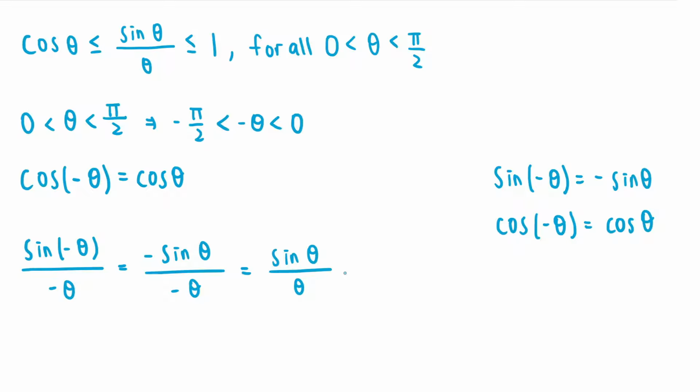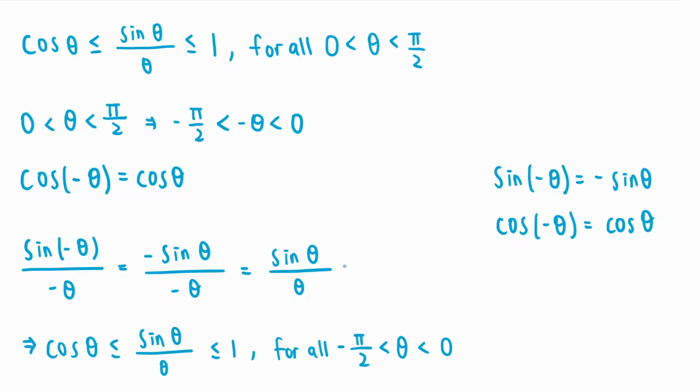So if we plug in negative theta for theta into each of the three expressions, we still end up with the same expressions. This means the original inequality, which was true for theta values in between 0 and pi over 2, is also true for theta values in between negative pi over 2 and 0, because when we plug in negative theta for theta values in between 0 and pi over 2, we're really plugging in theta values between negative pi over 2 and 0. And when we do that, we can see that the expressions all stay the same, which implies the original inequality holds for theta values in between negative pi over 2 and 0, non-inclusive.